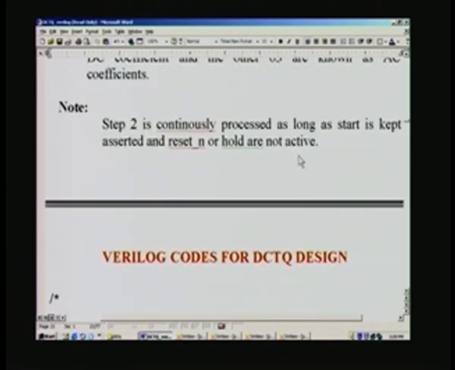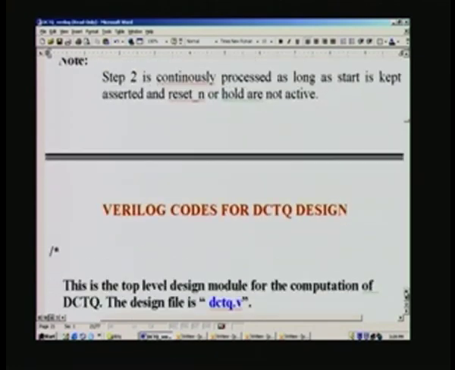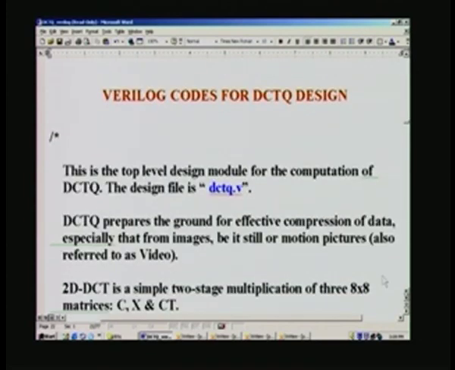If you have any questions pertaining to what we have covered so far, we can answer them, because we are going into the Verilog codes shortly. So, if you have any question, can I ask?